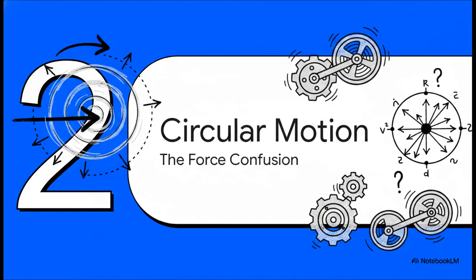All right, so we've talked about forces that cause something to pivot. Now let's take that same idea and apply it to something that's always turning. We're talking about circular motion. And guess what? This is another one of those topics where a really common mix-up can cost you big time.